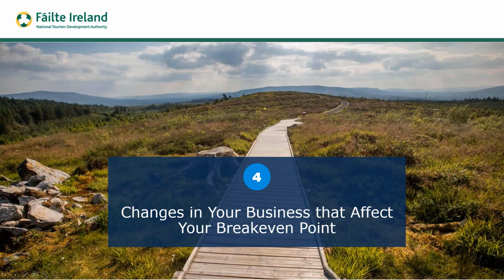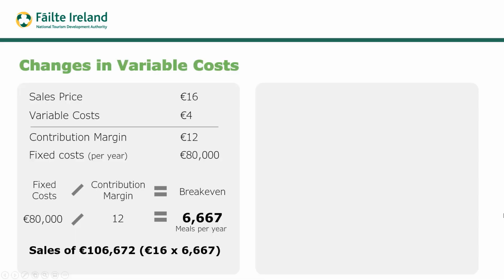Now let's look at some changes in your business and how this can impact on break-even. Changes in variable costs. What if, in our example, the cost of goods sold increases? If we don't increase our price, then we have less money available to cover our fixed costs. We can use break-even analysis to calculate what our new break-even sales point will be, or calculate what we must increase our selling price by to make the same profit. Of course, if you do increase prices, you have to decide if the market can absorb this.